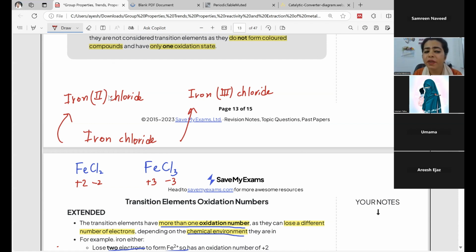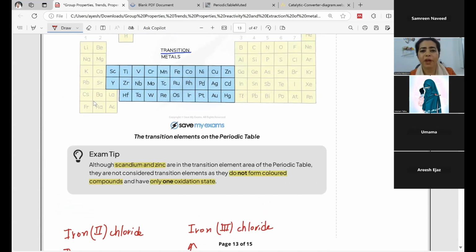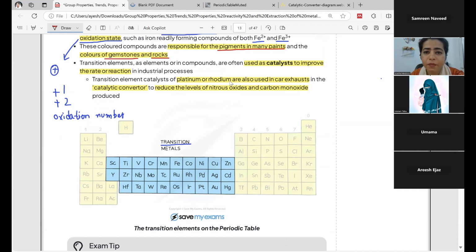We are not writing this kind of bracket for group 1 or 2 because they don't have 2 different numbers. They just have one oxidation state. So no need for this bracket for them. But there is a need for this bracket for transition metals because they may have more than one oxidation state. So we have to tell what oxidation number is there. Okay, let's move back to some other properties.